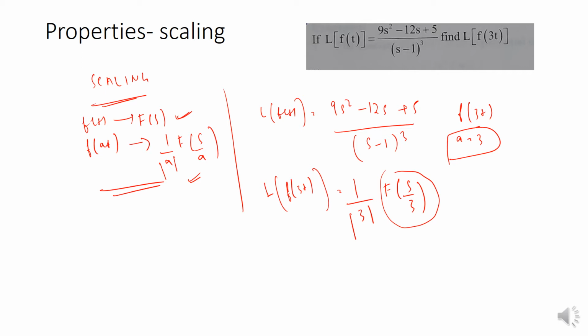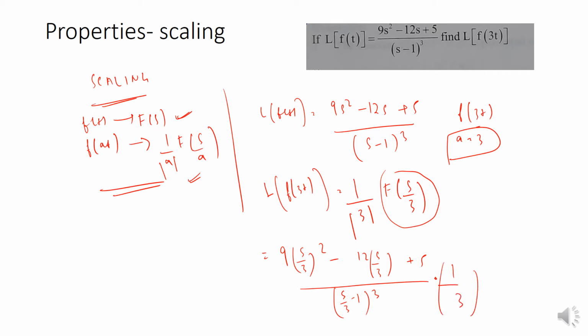So it will go like this: 9 into s by 3 whole square minus 12 into s by 3 plus 5 by s by 3 minus 1 whole cube into 1 by 3. This 1 by 3 is this. Now this I have written here. So if you solve this, we will get the Laplace transform of f of 3t. So I hope this is very well understood.